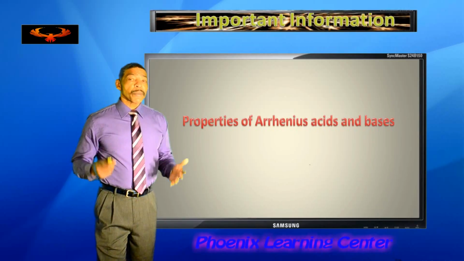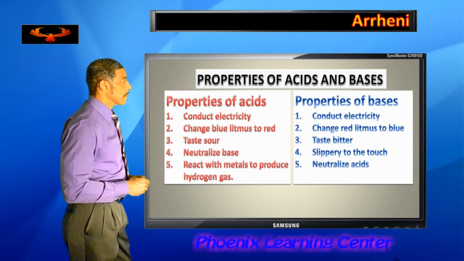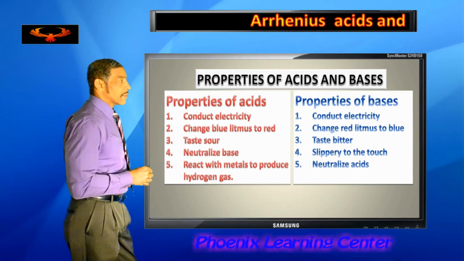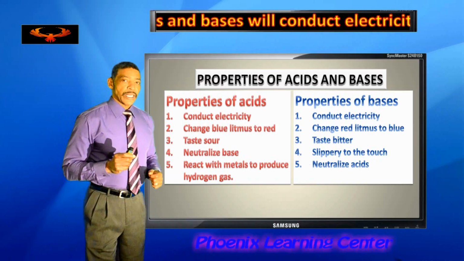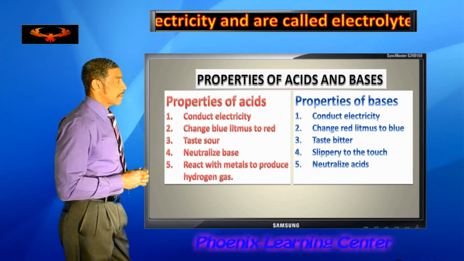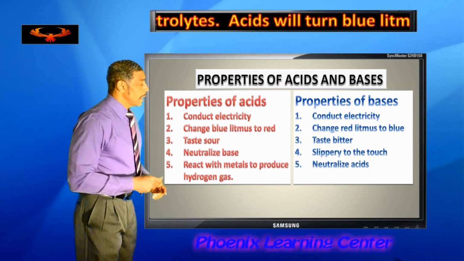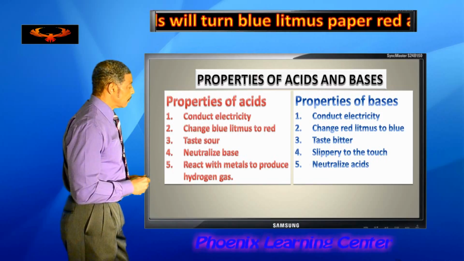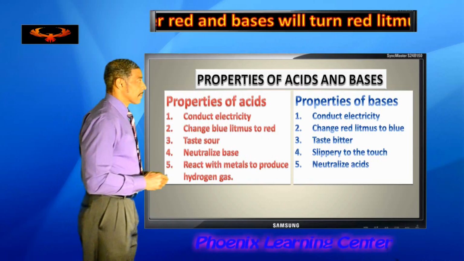Some general properties of Arrhenius acids and bases include the following. Arrhenius acids will conduct electricity. They will change blue litmus paper to red. They will taste sour. They will neutralize bases, and Arrhenius acids will react with metals to produce hydrogen gas.